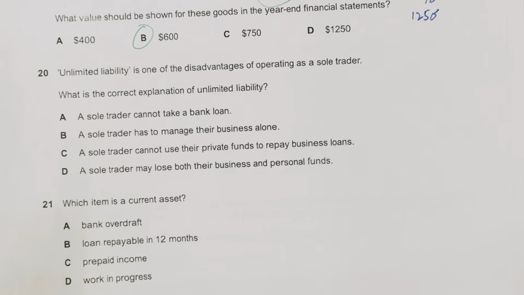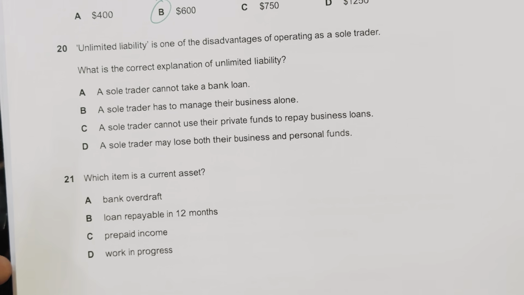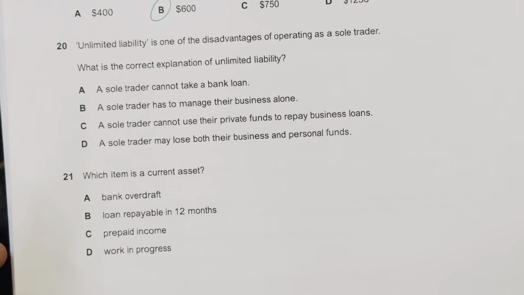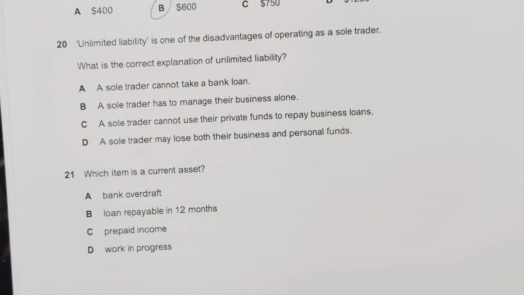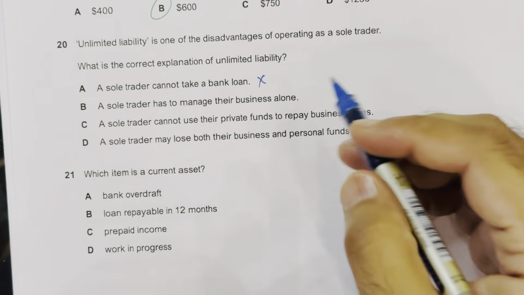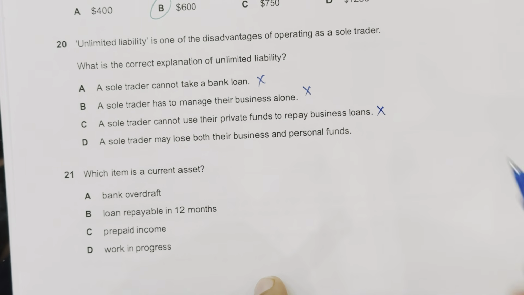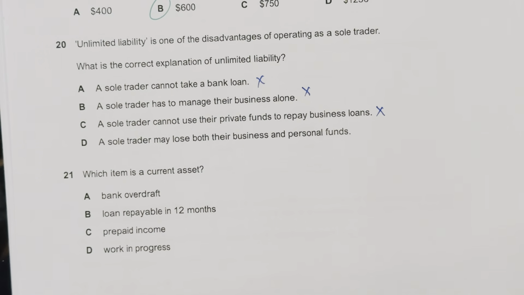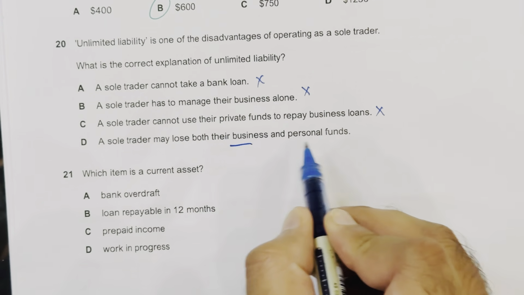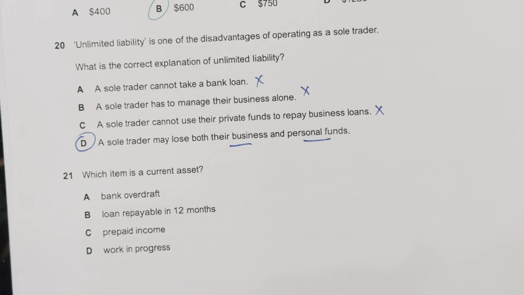Moving to question number 20. Unlimited liability is one of the disadvantages of operating as a sole trader. What is the correct explanation of unlimited liability? A sole trader cannot take a bank loan? No. A sole trader has to manage their business alone? Again, this is wrong. A sole trader cannot use their private funds to repay? Again, this is wrong. A sole trader may lose both their business and personal assets because of the unlimited liability. That's why option number D is the right answer.